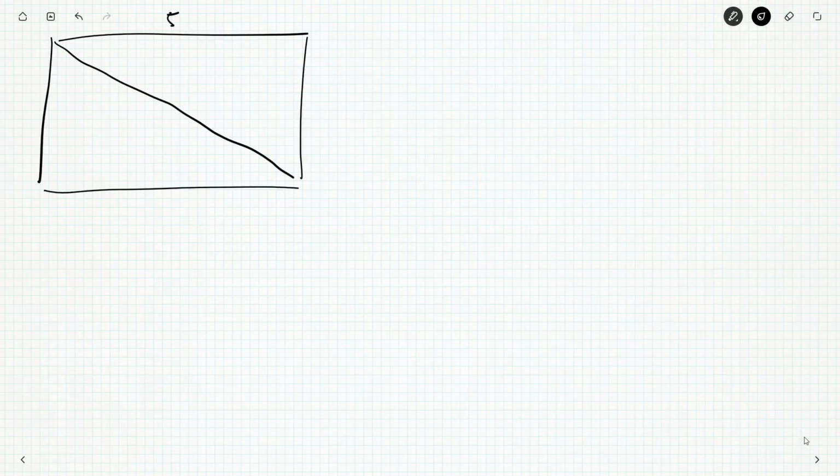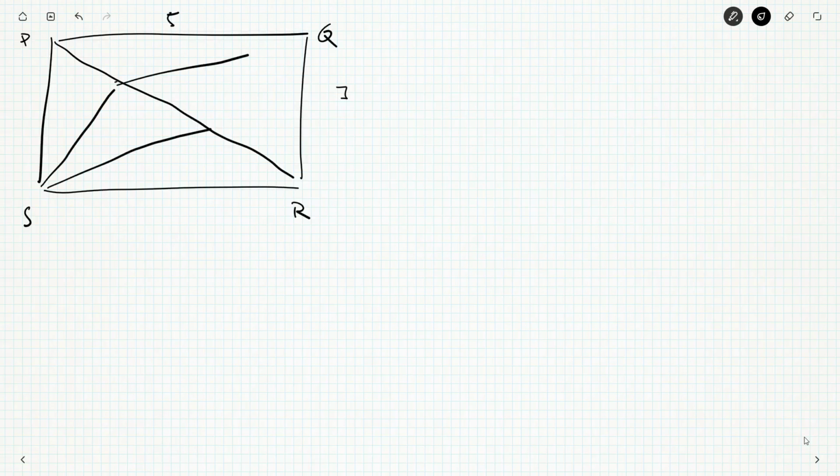Now 5 and 3 aren't nice numbers for figuring out the length of PR, this hypotenuse here. So I don't really think I'm going to need that. So I think I'm going to take 3 times 5, 15, which is the total area, and I'm going to subtract off these triangles.